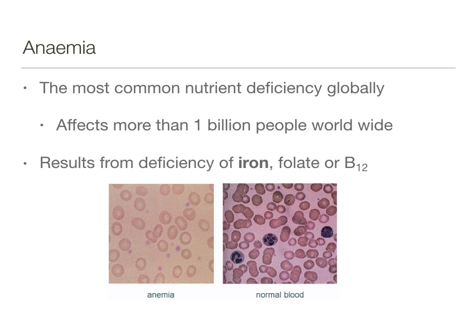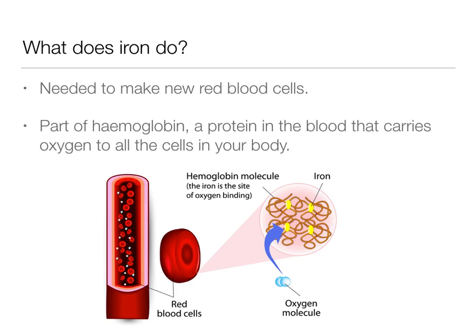So if anemia results from primarily a deficiency in iron, what does iron do? Iron is needed to make new red blood cells. It forms part of the hemoglobin protein, which carries oxygen around in our bloodstream to all of the cells in the body. As you can see in the image, iron forms the binding site in the hemoglobin molecule, where oxygen joins into the molecule for transport around the body. Without iron, we won't have effective hemoglobin, and therefore we won't have effective transport of oxygen in our bodies.